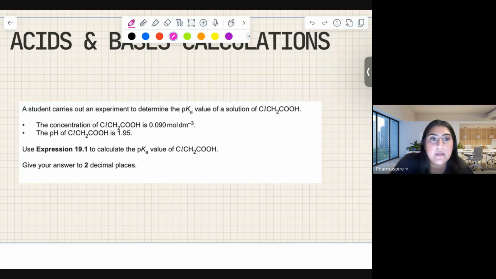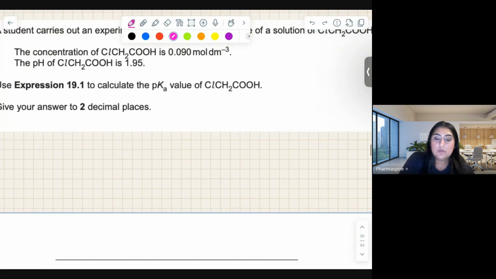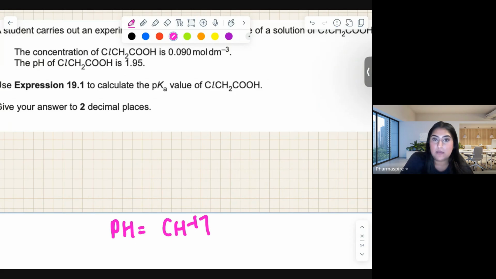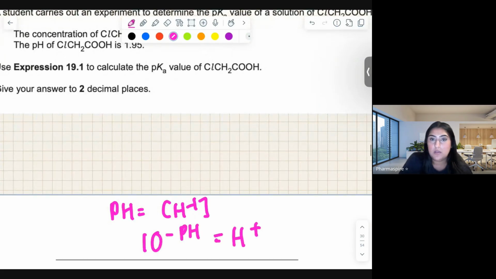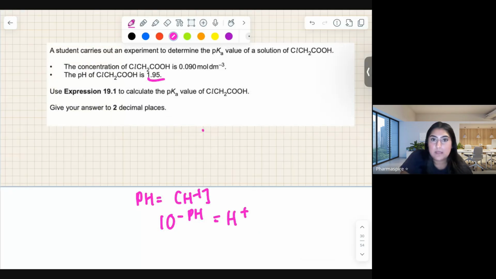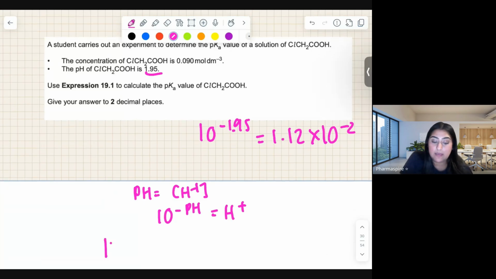Okay, let's have a look. Right, you're supposed to get, what's the answer? 2.85. Yeah, I'm going to whiz through this one quickly. Whenever you've got the pH, you technically have your H+ as well. That is just a given, because you can do 10 to the power of minus pH to get your H+. So I'm going to do 10 to the power of minus 9.5 to get 1.12 times 10 to the power of minus 2. And then we need to work out Ka.